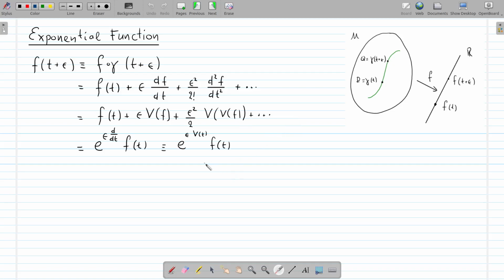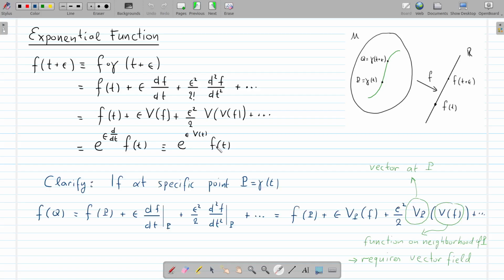So this reminds us of the expansion of the exponential, so we call this the exponential operator e to the epsilon v, acting on f of t. Now, for this definition, it's not enough to have a vector. We need a vector field. If you consider a particular point on the curve, the point P, then f of q, the f of t plus epsilon, and f of p, which is f of t, are related with this Taylor expansion.